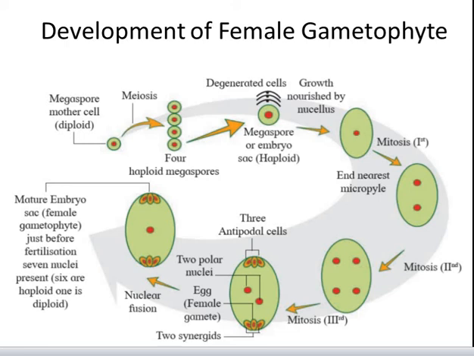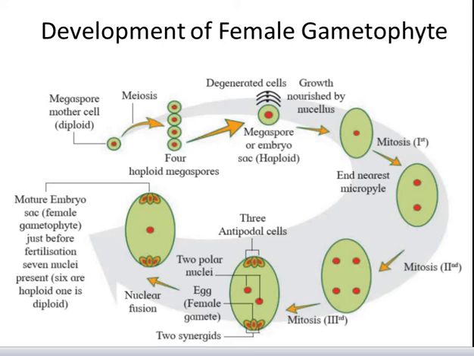It undergoes three successive free-nuclear mitotic divisions. Thus, a total of 8 nuclei are formed, 4 of which are located at each pole. One nucleus from each pole migrates toward the center and these are called polar nuclei. The 3 nuclei towards the micropylar end constitute the egg apparatus. It consists of a large central haploid egg cell and 2 supporting haploid synergid cells.